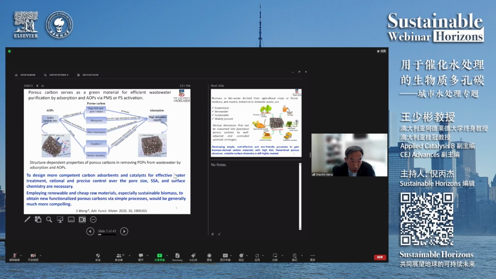the carbon nanotube, or we can use graphene as the catalyst. We can investigate its functionality. We can also use the structure to understand its reaction. But in real applications, we cannot use this kind of nanotube. We need cheap carbon sources, and then we can convert those cheap carbon precursors into functionalized and also porous carbon.